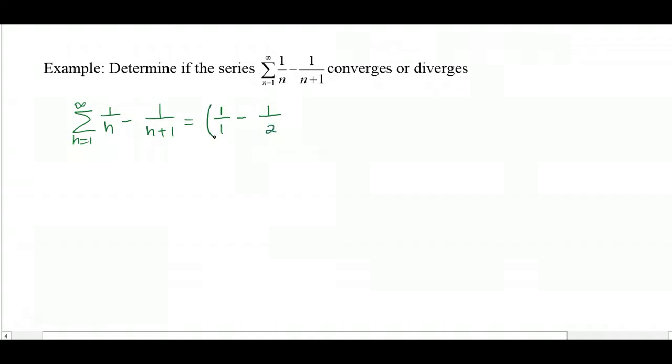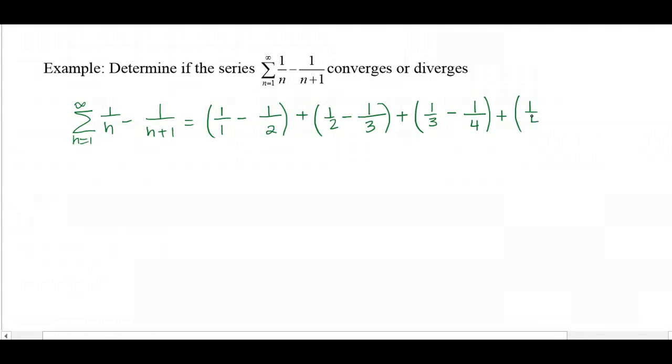So that would be 1 over 2. That's the first term. Plus, now we substitute in 2: 1 over 2 minus 1 over 2 plus 1, so 1 over 3. Plus, now we substitute in 3: 1 over 3 minus 1 over 3 plus 1 would give me 1 over 4. And let's go one more, plus, when I substitute in 4, I get 1 over 4 minus 1 over 5, plus dot dot dot, etc.